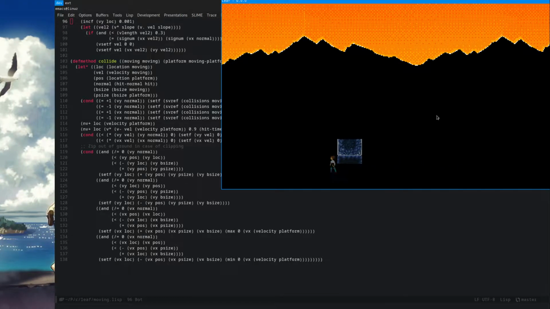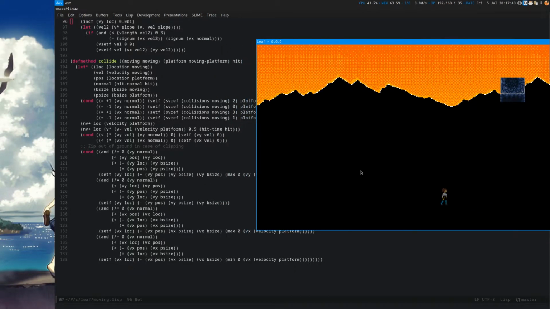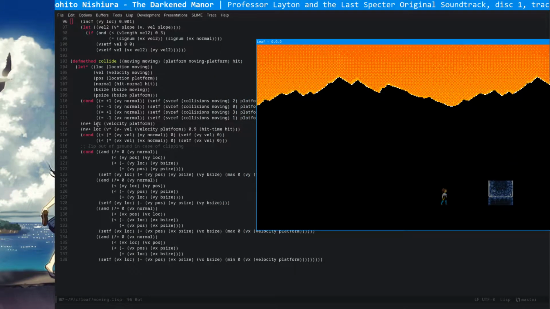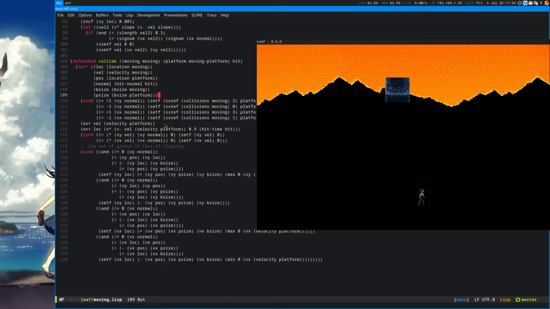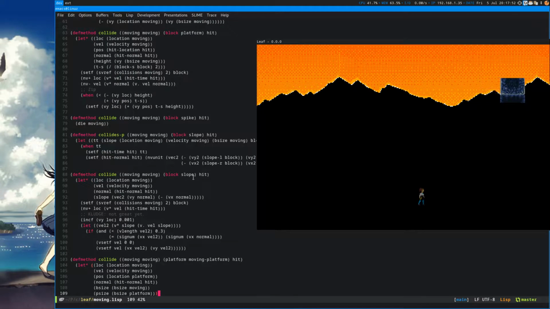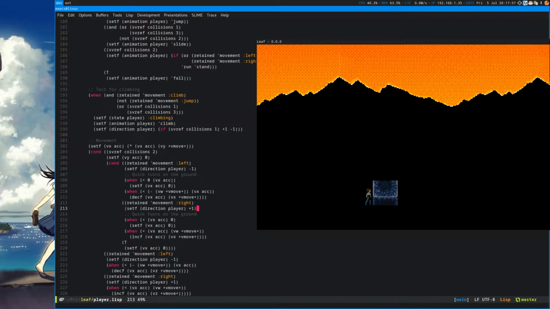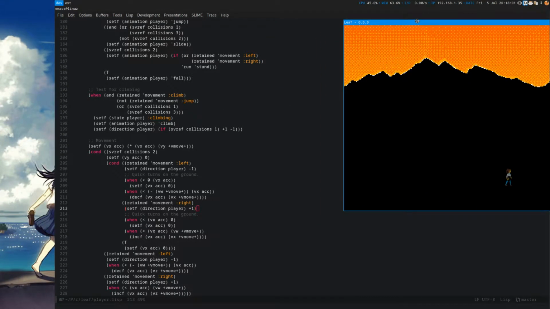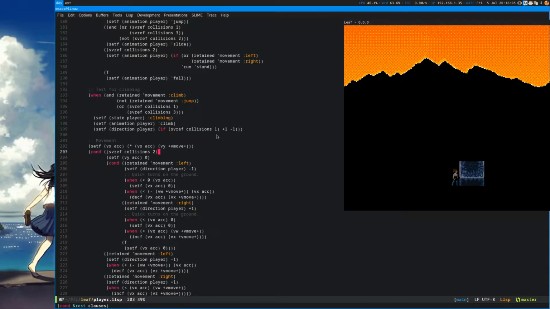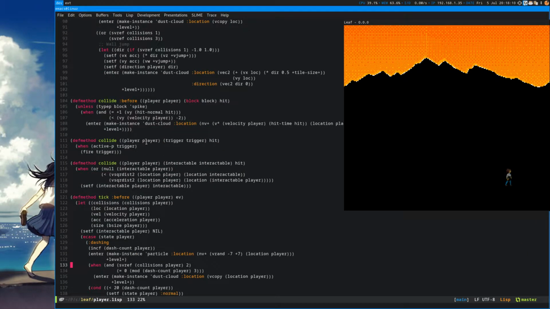Okay, time to get squashed. There we go. So I've been preparing for that in any case, by adding an acceleration vector to the player, which is supposed to hold all the velocity that the player itself initiates. Right.